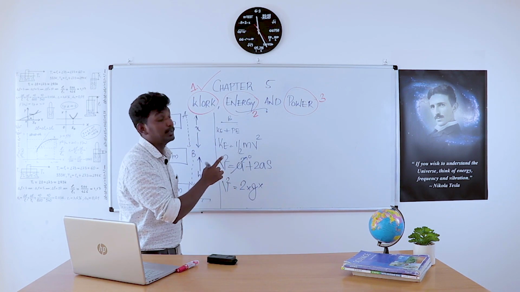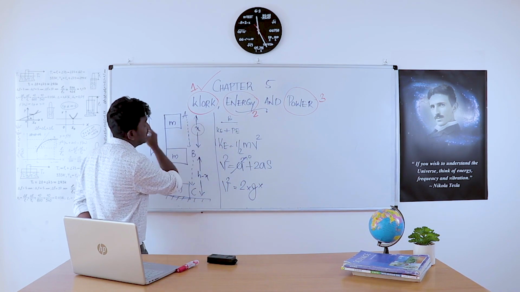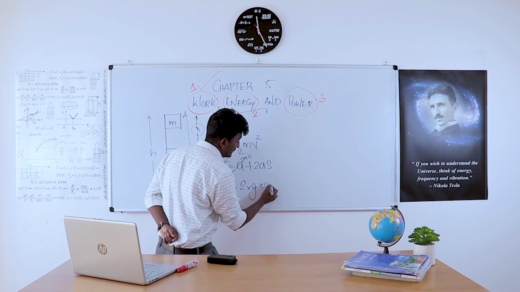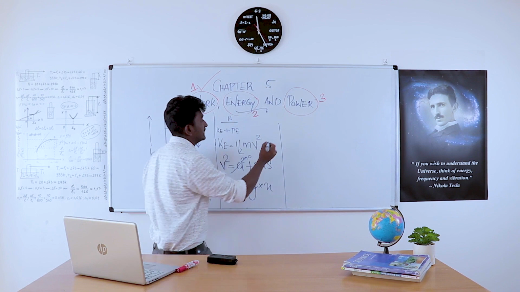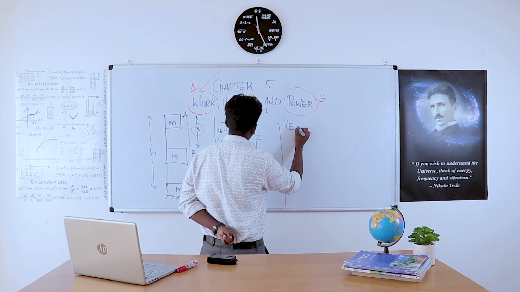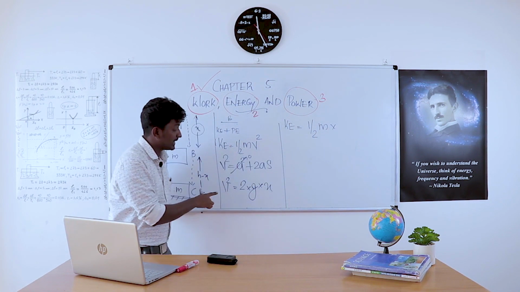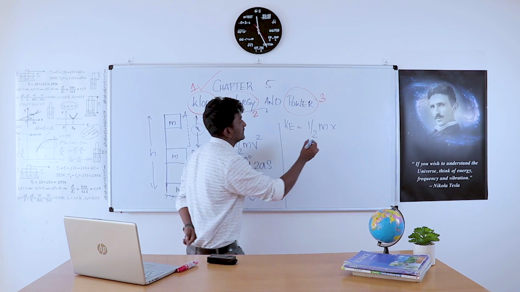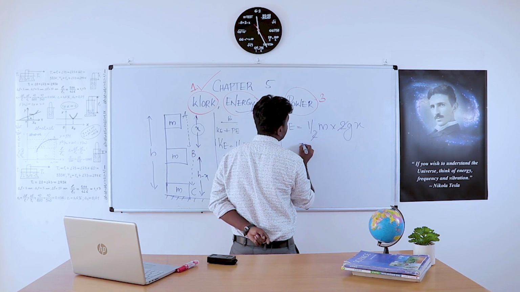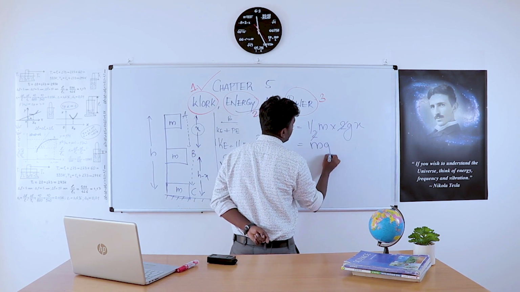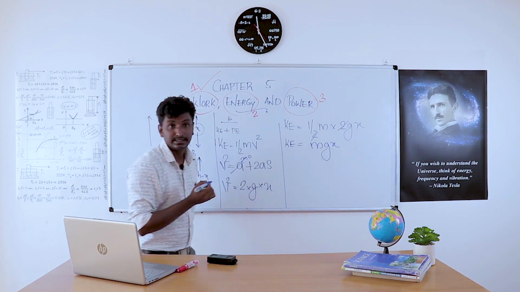Into s, the displacement of the object. Look, from A to B, the object is executing x displacement, so we write x. That is, v square is 2gx. Then kinetic energy is half into m into v square, which is 2gx. These two get cancelled, and we get mgx. Kinetic energy is equal to mgx.